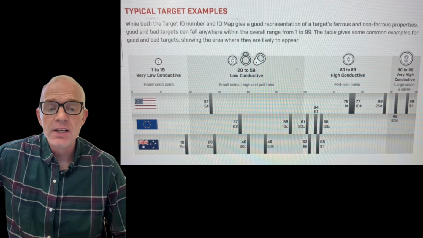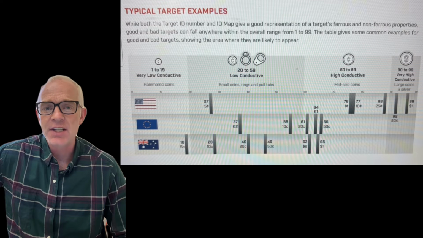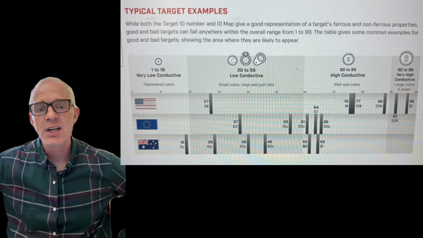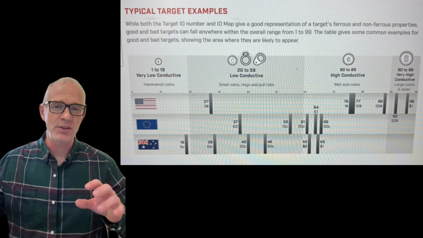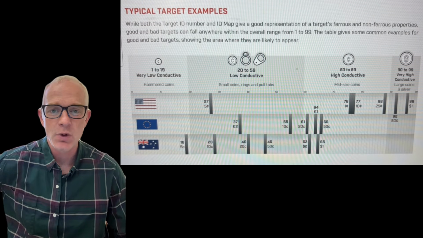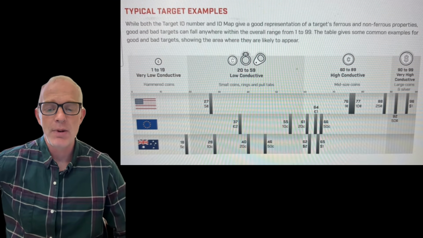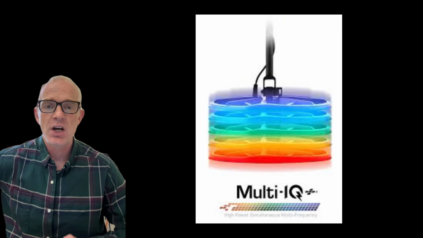Then you've got 60 to 89. These are the high conductors, these are the mid-sized coins, and then you've got 90 to 99, these are your big chunky old silver coins, and other stuff can obviously fall in between these numbers as well, but that's just as a ballpark example. So we'll talk about multi-IQ quickly.